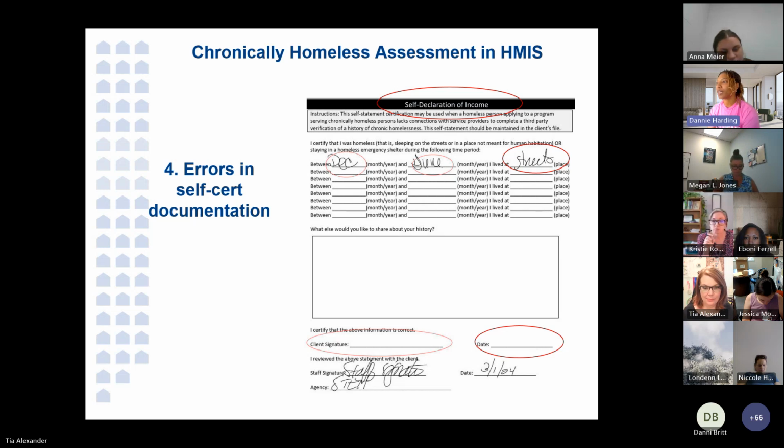While on the subject of self-cert, we receive a few questions asking about third-party documentation and the limit or max number of months that can be documented by third party. To clarify, 100% of time documented can be third party. There is no max limit to third-party documentation.